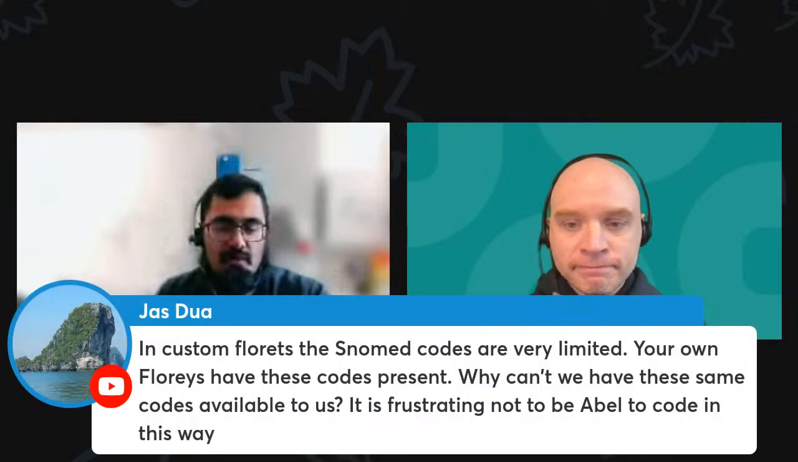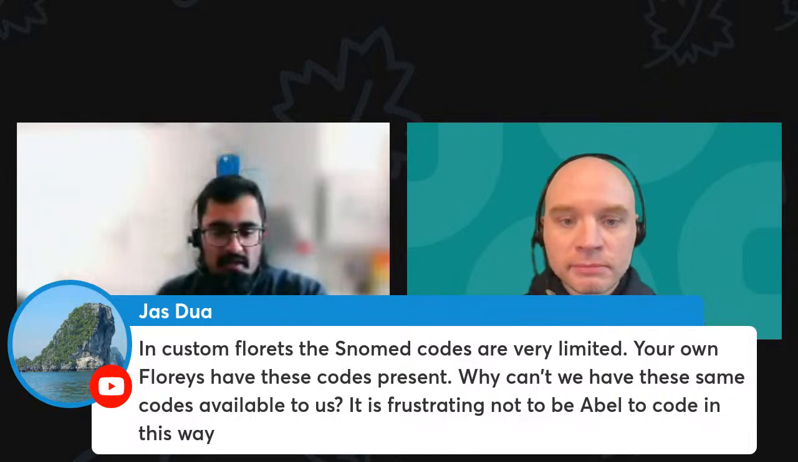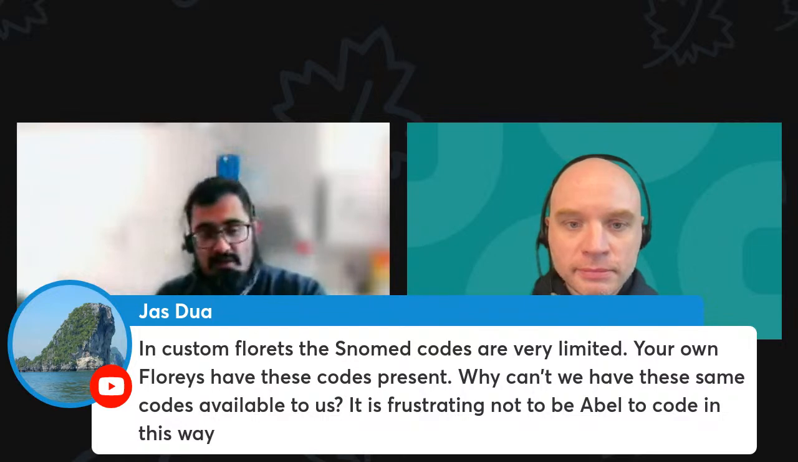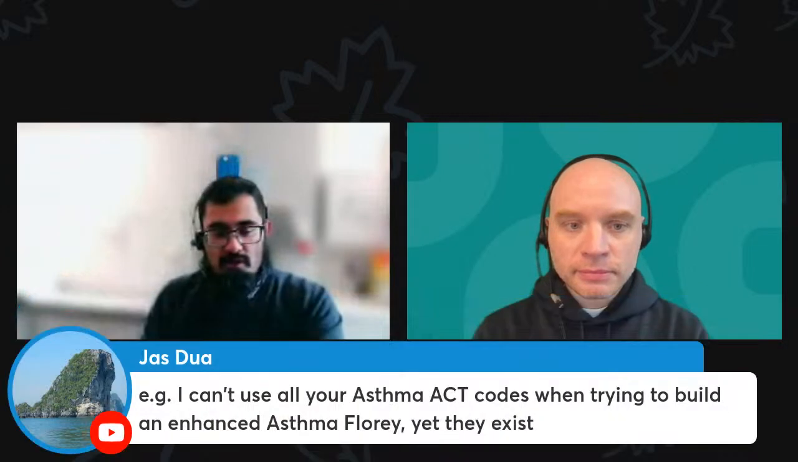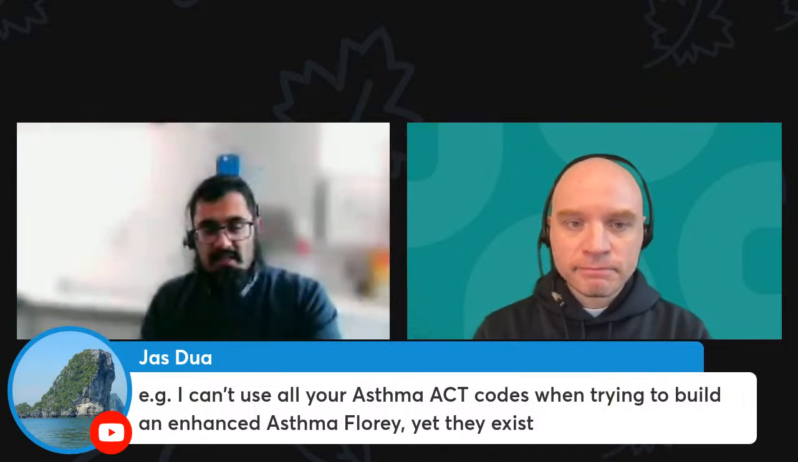Okay. So another question from Jas, I think this follows on from her earlier one. In custom florries, the SNOMED codes are limited. Your own florries have these codes present. Why can't we have these codes made available to us? It's frustrating to not be able to code in this way. And then she used an example later on about how the asthma ACT codes, when you tried to build an enhanced asthma florry, exist but don't exist.